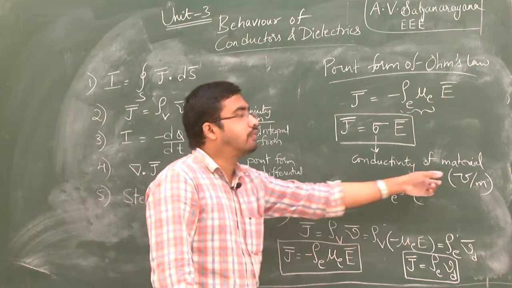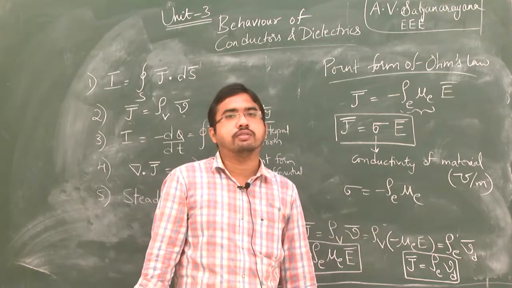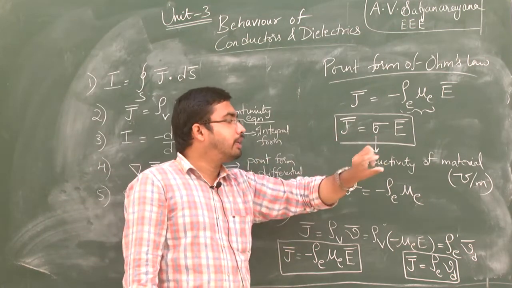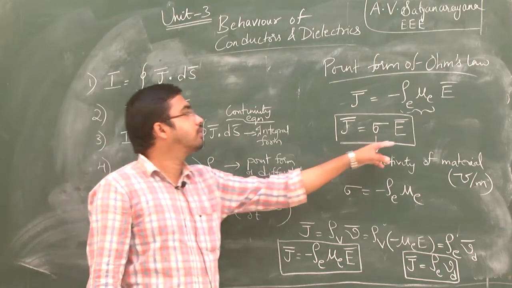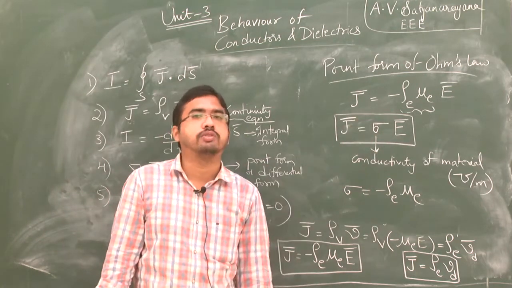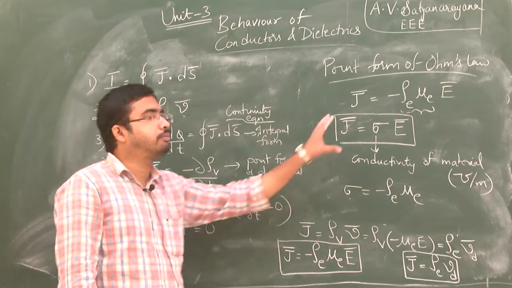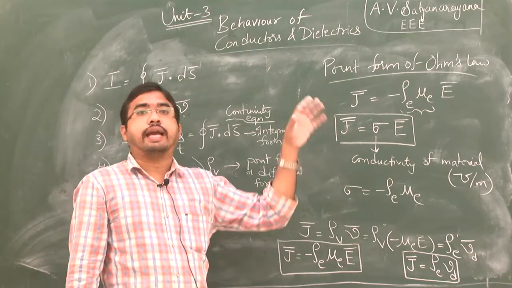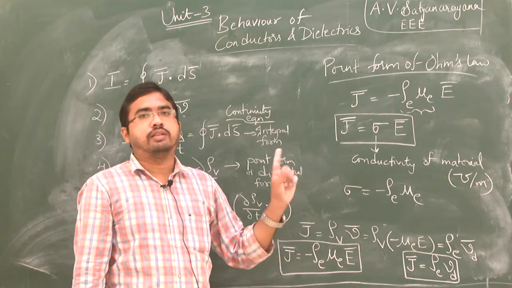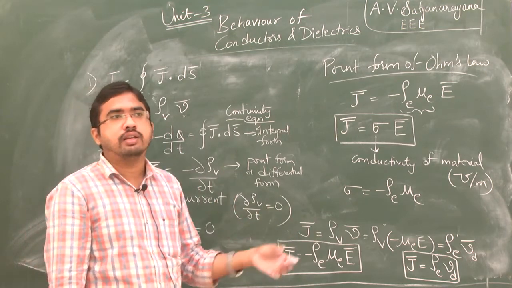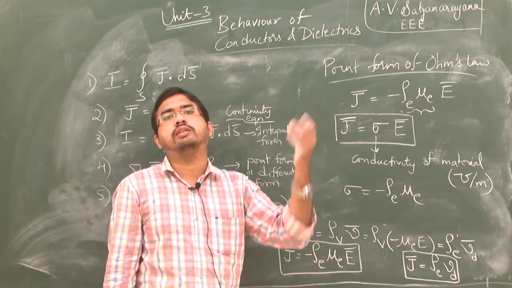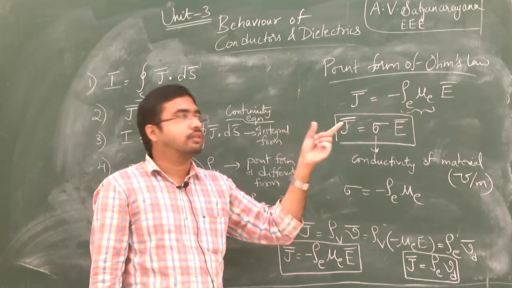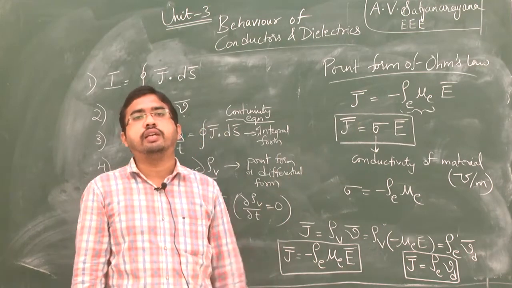Sigma is the conductivity of the material, that is mho per meter or Siemens per meter, and this equation J bar equal to sigma E bar is the point form of Ohm's law, which is a very important relation. Now, remember this statement: as the temperature increases, conductivity decreases and resistivity increases. That means for these conductors, as the temperature increases, conductivity decreases and resistivity increases.